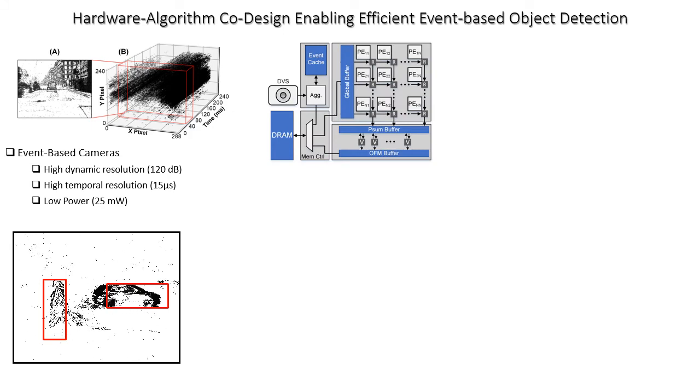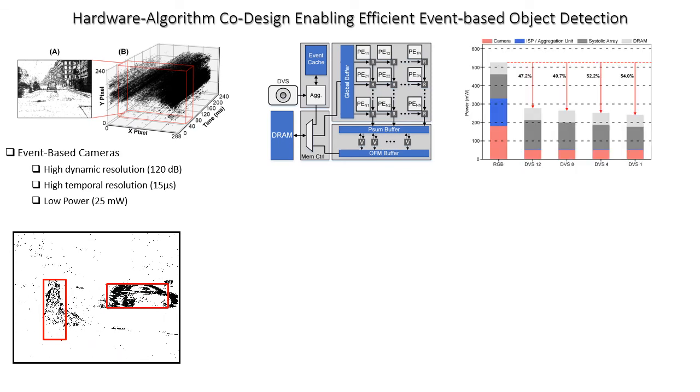To implement our algorithm at the system level, we designed a system on chip based on standard components like a systolic array and DRAM. But because event streams require special preprocessing, we also design a custom module for aggregating events and generating frames efficiently. We then compare this hardware against traditional accelerators for CNNs.